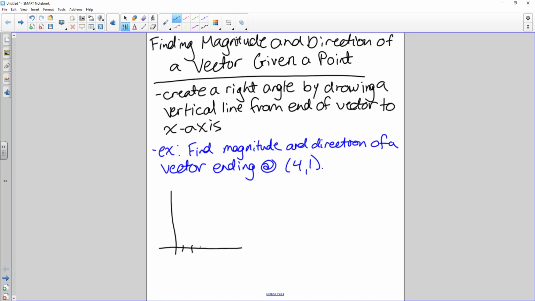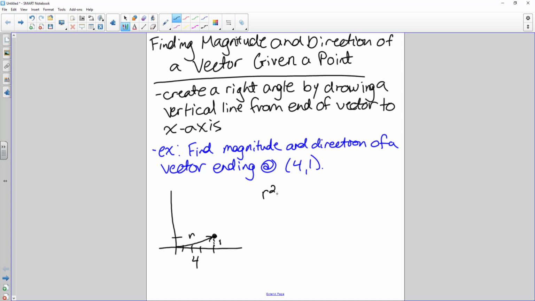So 4, 1, so the vector is ending at the point 4, 1. So if we drop down a vertical line, then if I label what I know, this is 4, this is 1, I should be able to find the magnitude. Magnitude is the length of the vector, and a lot of times we denote this with an r. So I should be able to find that first using Pythagorean theorem.